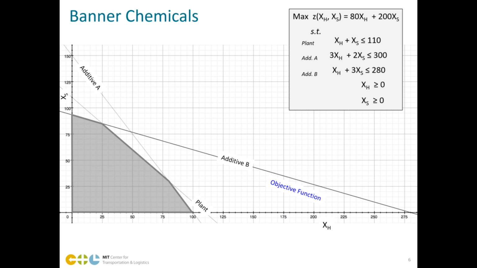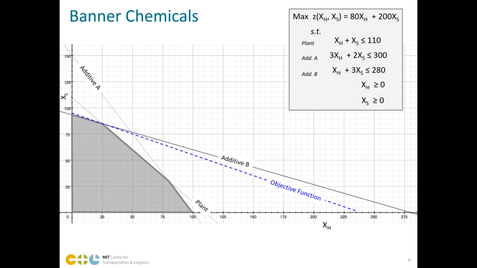Well, here is what we had before for the feasible region. On the horizontal axis is the number of high-grade barrels I produce. On the vertical axis is the number of supreme grade barrels that I produce. And you see the grayed out area is my feasible region. It's defined by the non-negativity constraints of x sub h and x sub s, as well as the three constraints I have for additive A, additive B, and the plant capacity.